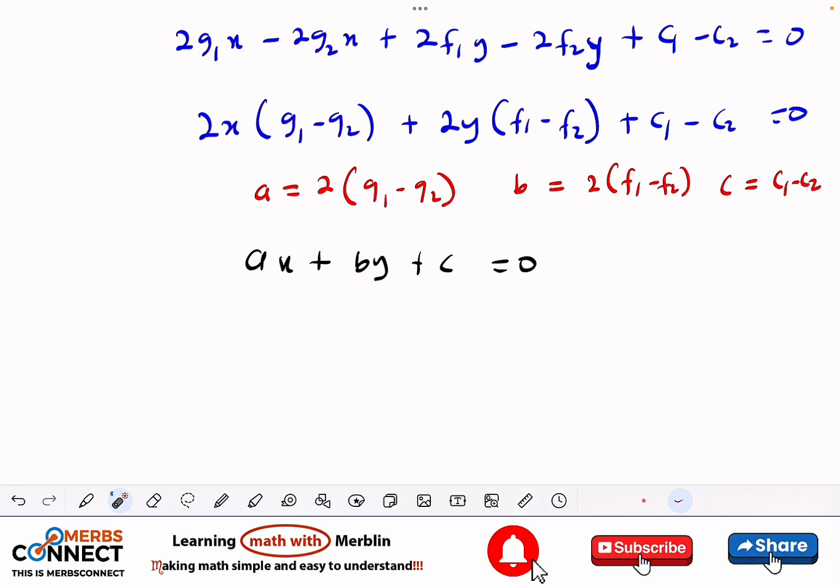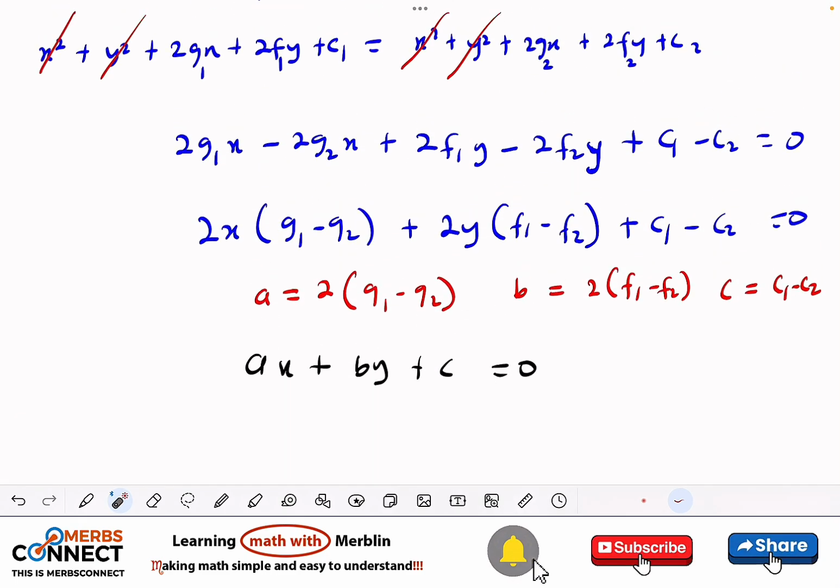How did I do that? You see, I'm saying that a is equal to 2 times g1 minus g2. So g1, g2 is here times the 2. So it will be left with just x here multiplying the a. Because if I pick this x out, the 2 of this is now equal to the a here. So this one will be left with x and a, and 2 times f1 minus f2, which is this, and the 2, it will be left with just the y and then the b. And then this is equal to c. So I have it here.